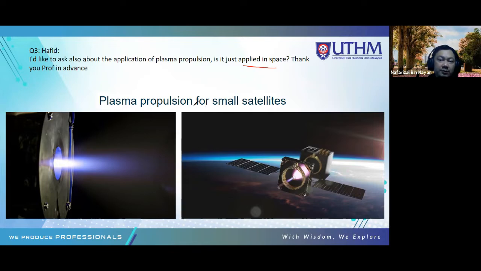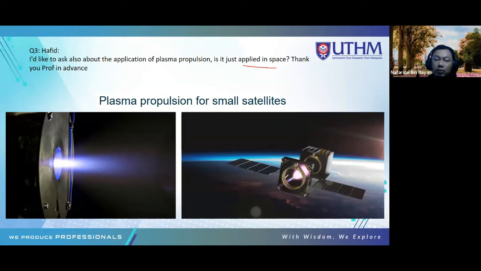They want to use this plasma propulsion for small satellites. You can see the picture here. We can put this on the satellite so that we can move the satellite around, not only along its orbit.